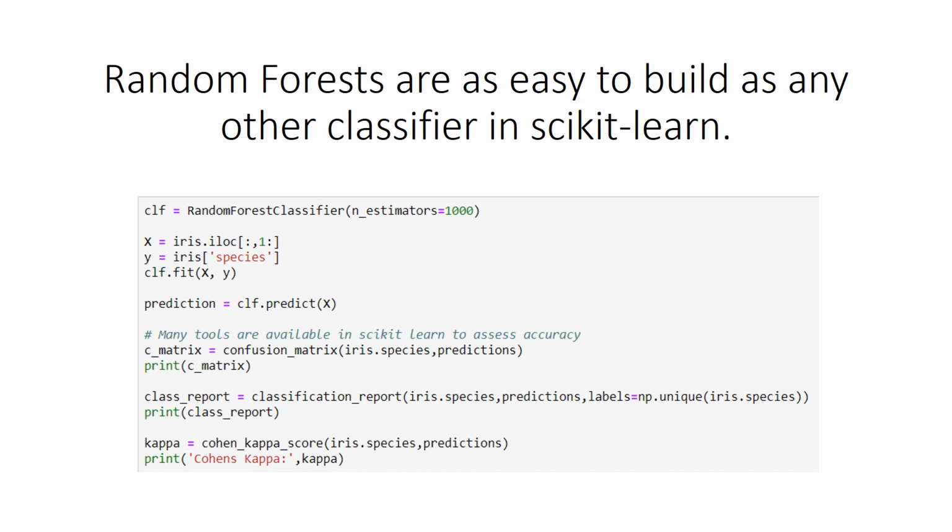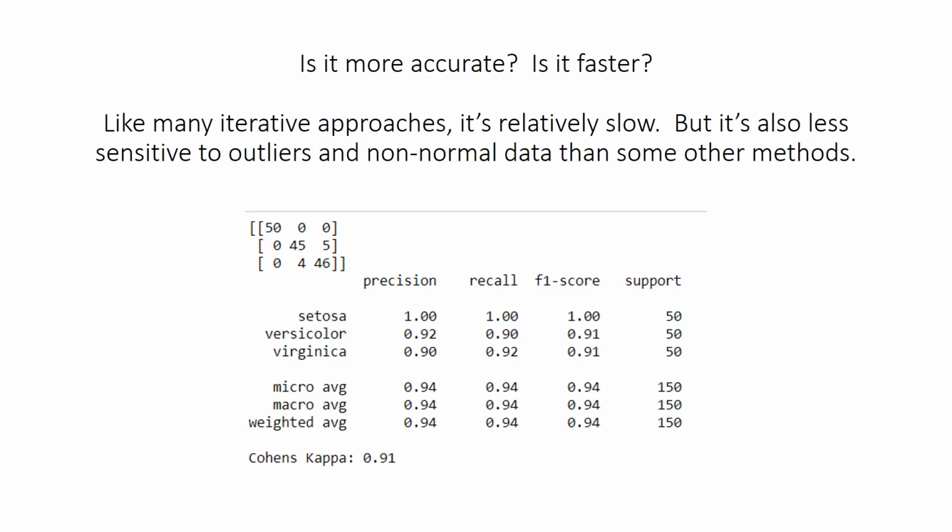So this looks exactly like the two classifiers that we've seen before, k-means and linear discriminant analysis. And we get exactly the same thing. We predict our results, we generate a confusion matrix, we get a report, we calculate a kappa. And the results look like this.